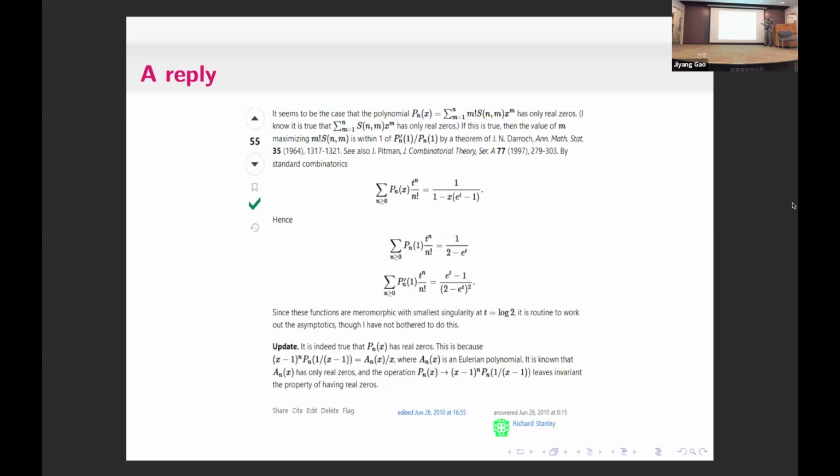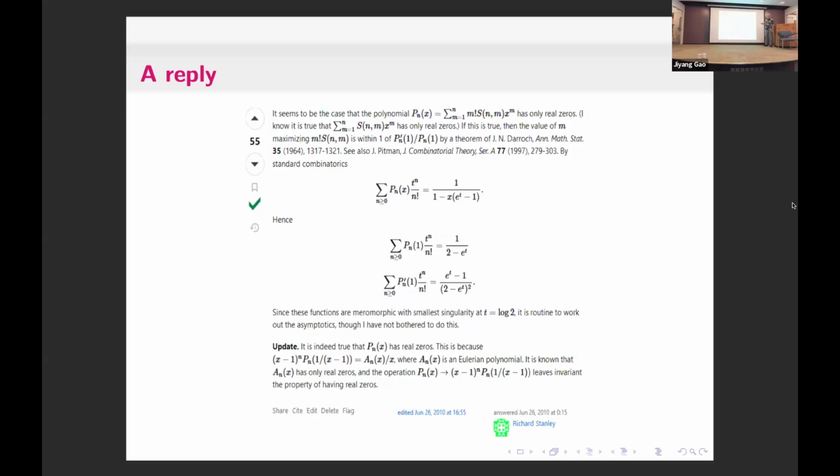And I point out this amazing theorem of Darroch: in general, if you have a polynomial with positive coefficients and real zeros, then the exponent of the largest term, the mode, is within 1 of P_n'(1) over P_n(1). So we could try to apply it to Gallagher's question.